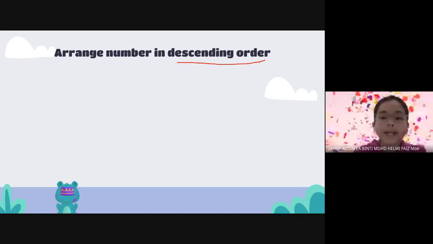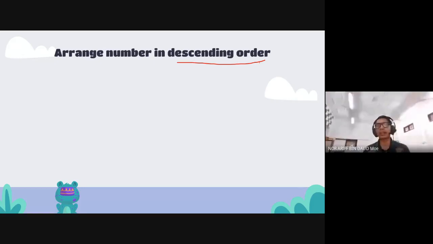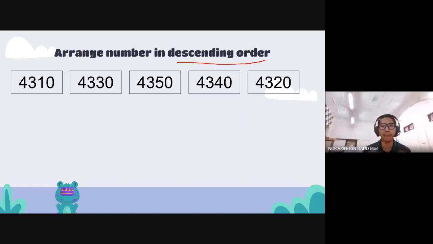Descending from big order to small? Yes, descending order means you arrange the numbers from big to small. Okay, from the big number, we go to the small number. So I have one set of numbers, still in 5 number cards.